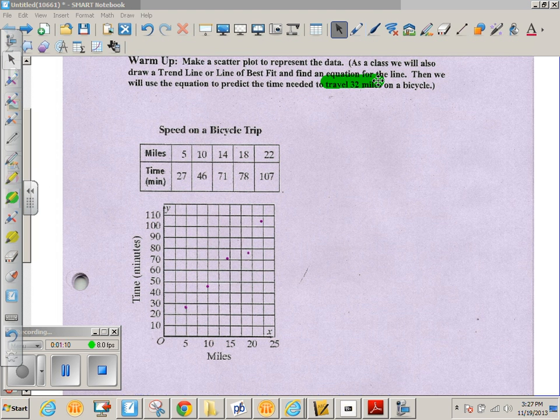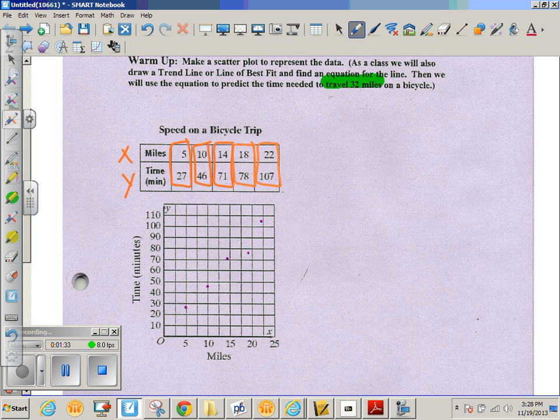So as you can see, I've already plotted the points on the graph, and you can go ahead and pause the video and do that yourself. I want you to understand that when I see a graph, a table that is written horizontally, then my X is always on the top and the Y is always on the bottom. 5, 27 is an ordered pair, 10, 46 is an ordered pair. You get the point. All of these are ordered pairs that I have plotted on to my coordinate plane.